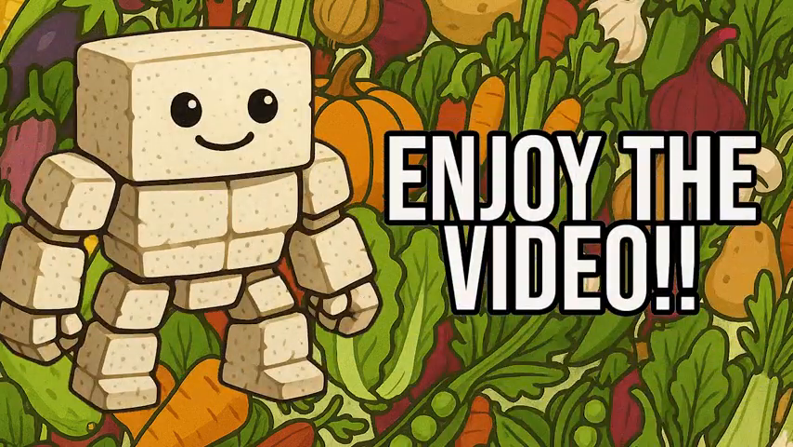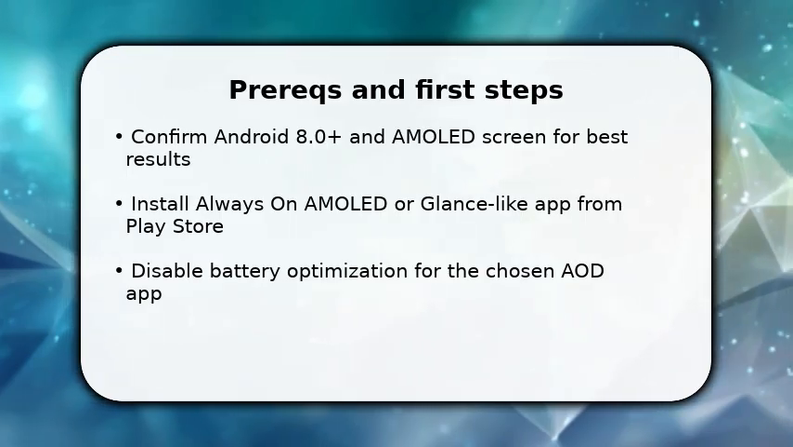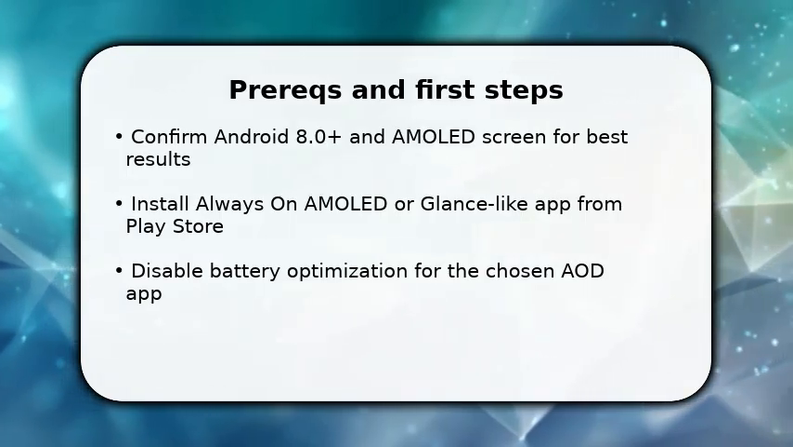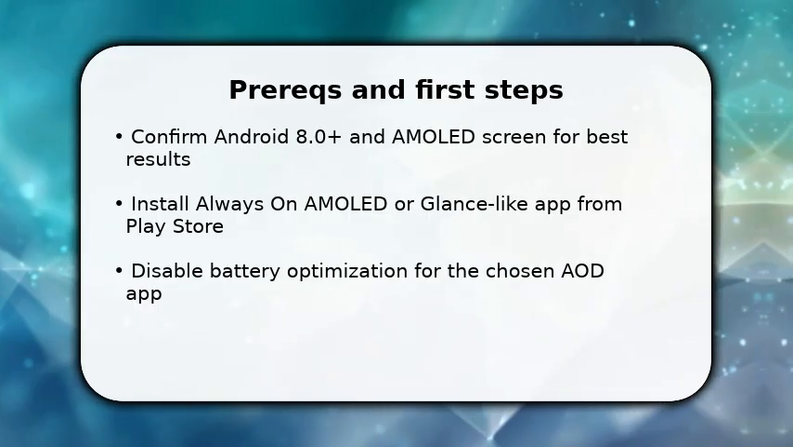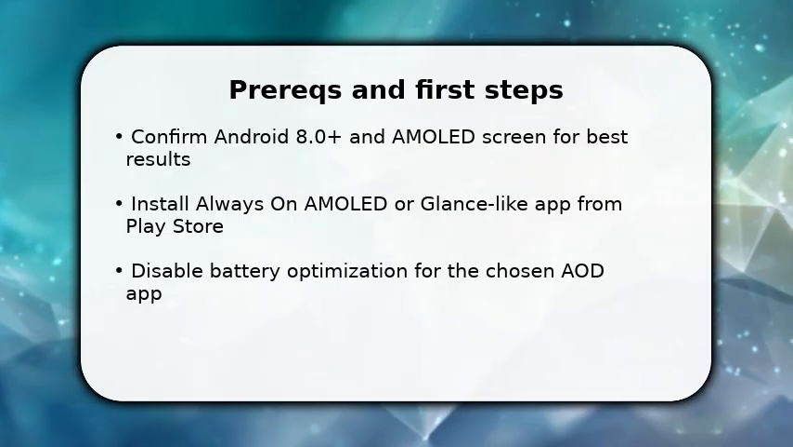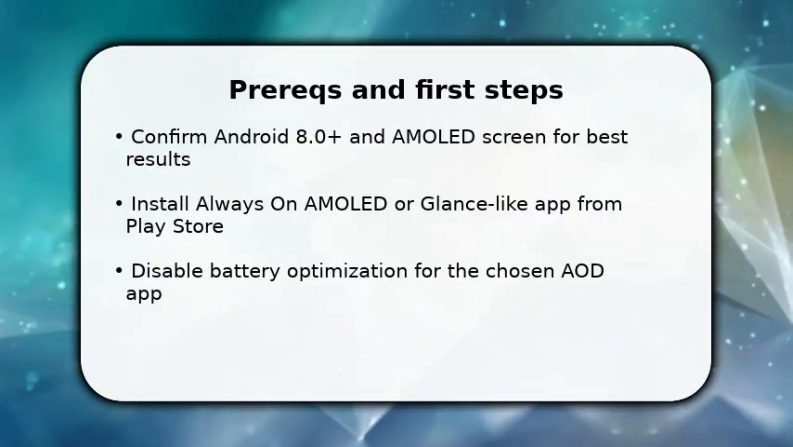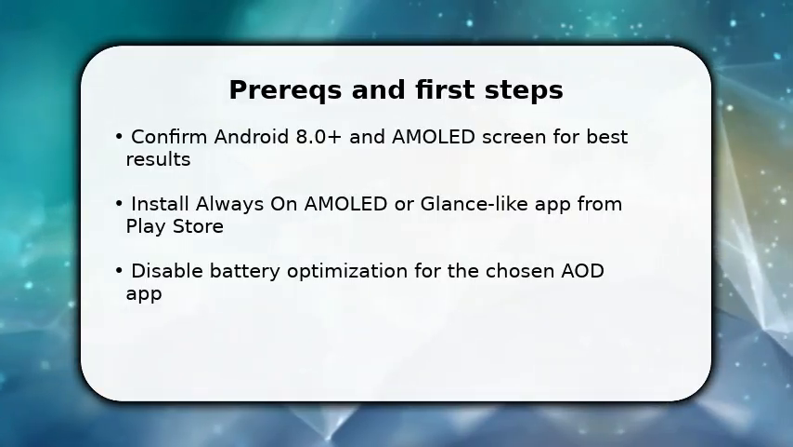Please enjoy the video. You'll start by preparing the phone. Make sure you're on Android 8.0 or later, and have an AMOLED display for deep blacks. Once done, install an always-on AMOLED-style app and grant it display and notification permissions. Make sure to exclude the app from battery optimization so it can run continuously.